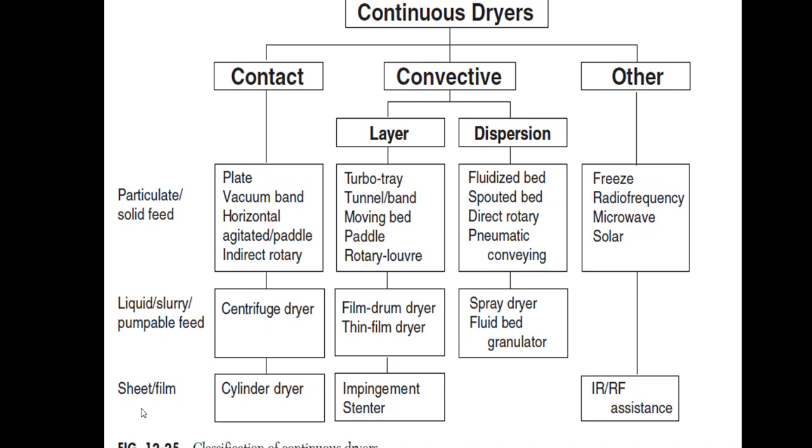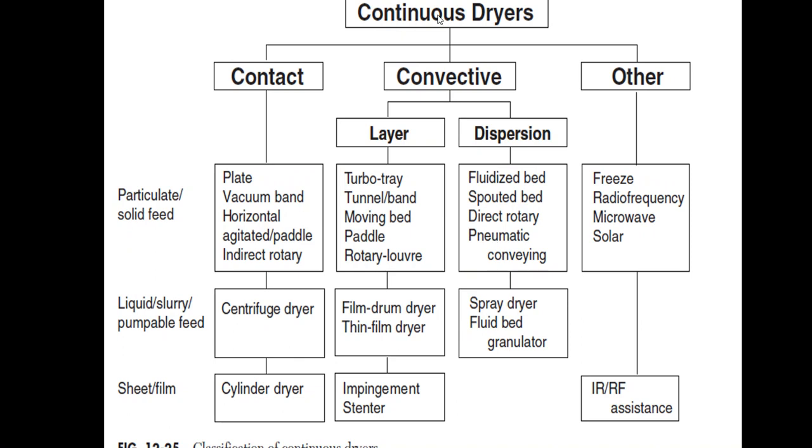So if you have to use a continuous contact type dryer for a particulate solid, this will be the type of dryer for you to use. This is how you should interpret the diagram. For a continuous contact type dryer handling particulate solid feed, these are the types of dryer available for you to use. If it's continuous convective, wherein the process is through dispersion and your feed is particulate, this would be the particular type of dryer that you will be using.